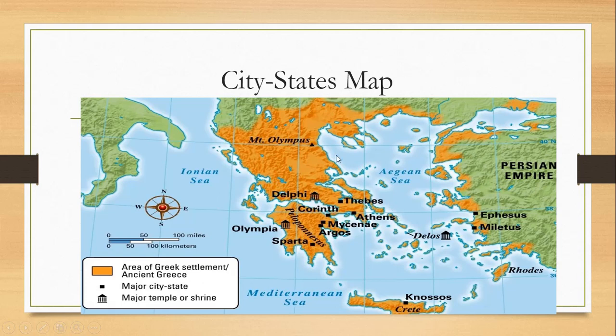Remember where ancient Greece is located on a map. We have the Aegean Sea, we have the Mediterranean Sea. It's going to be kind of to the right of Italy. So Italy, remember the boot shape. So we see the boot here. It's to the right of Italy.